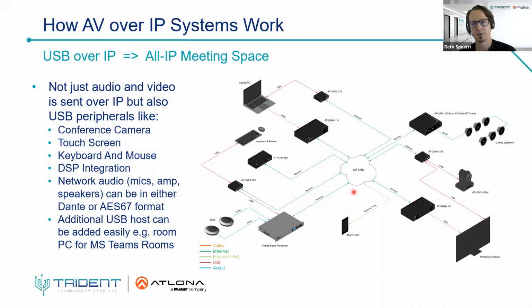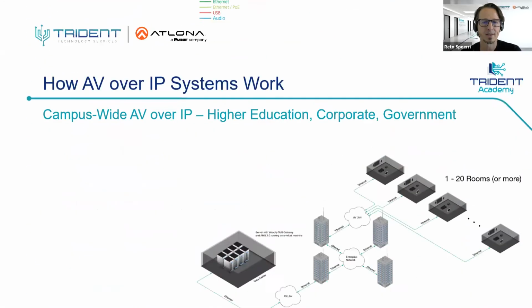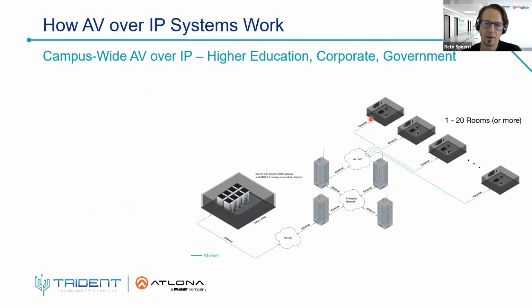So now let's take it to the next level. We have seen this room and what this room can do, and we call it the all-IP meeting space because everything is on the network. And now we grow one step bigger. We basically take this room, and now this room is here, and we multiply these rooms. So let's say this building has 20 of these rooms alone, but there are more buildings.